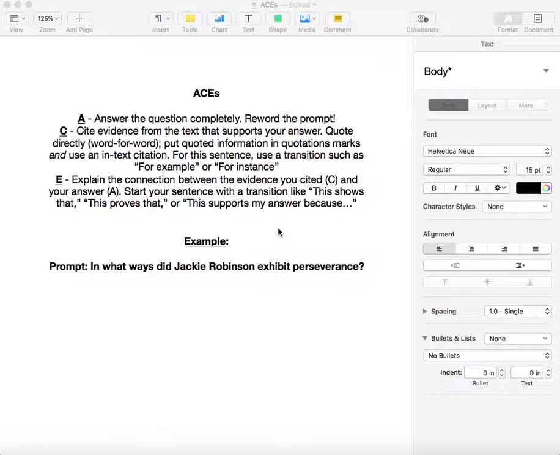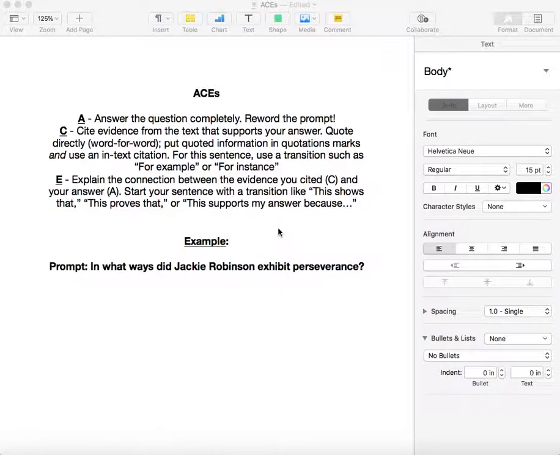So, if you're not familiar with ACEs, A stands for answer the question completely. Just reword the prompt. C stands for cite evidence from the text that supports your answer. Quote directly, which means word for word. Put that quoted information in quotation marks and use an in-text citation. For this sentence, use a transition such as for example or for instance.